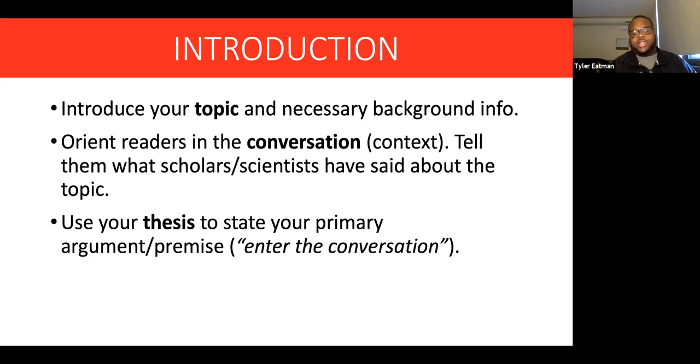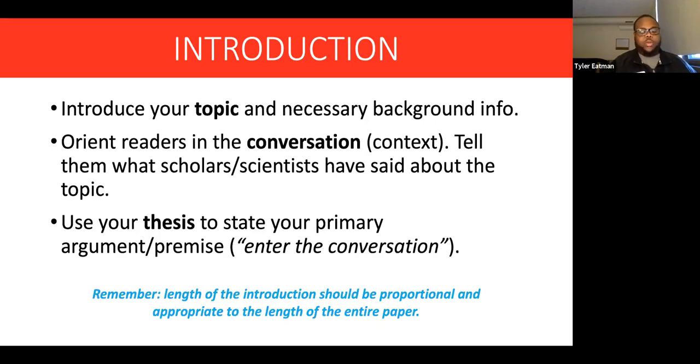And then lastly, use your thesis to state your primary argument/premise. Enter the conversation. So you enter the conversation by bringing your own perspective. Like I said, with the definition of thesis, it's your point of view, statement, or theory. So remember, the length of the introduction should be proportional and appropriate to the length of your entire paper. So you don't want your introduction paragraph to be a page long and then have your body paragraphs to be half a page. So make sure that you proportionalize it throughout the whole paper, and making sure that each one of them has a similar structure as well.